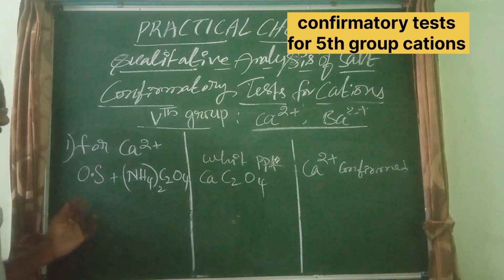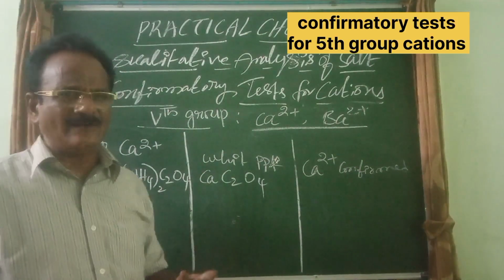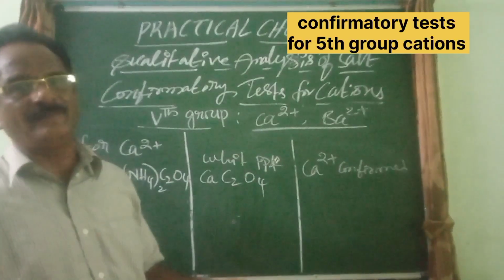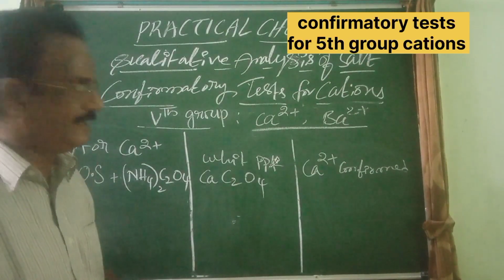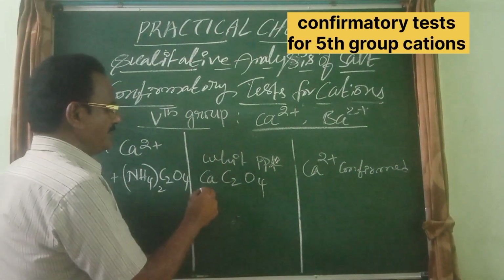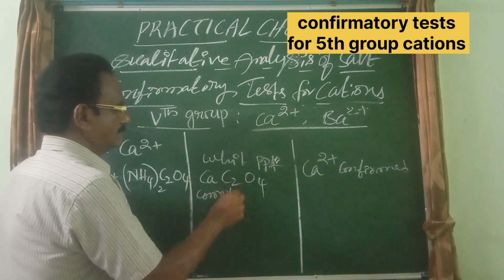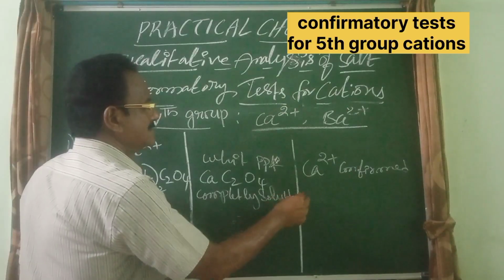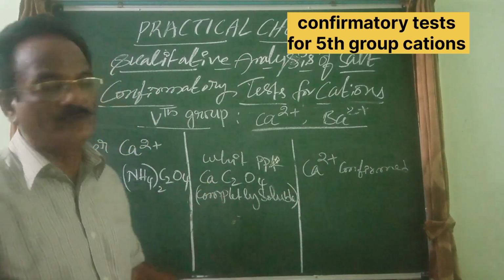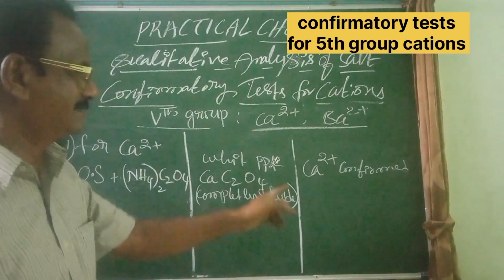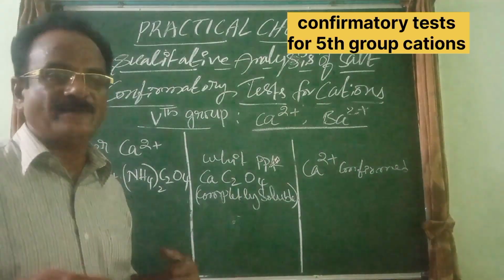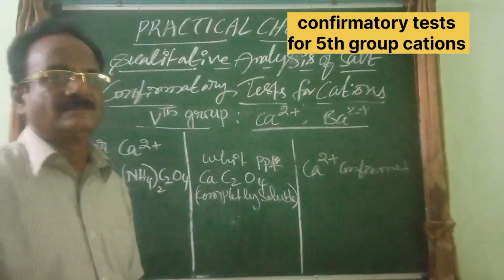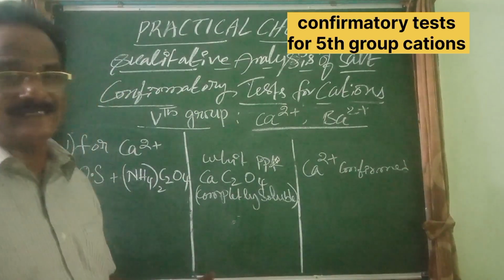Let us see. We have to check in another step also before confirming the presence of Ca2+. This precipitate should be completely soluble. Only when the precipitate is completely soluble can we confirm the presence of Ca2+. If it is sparingly soluble, it is Ba2+.